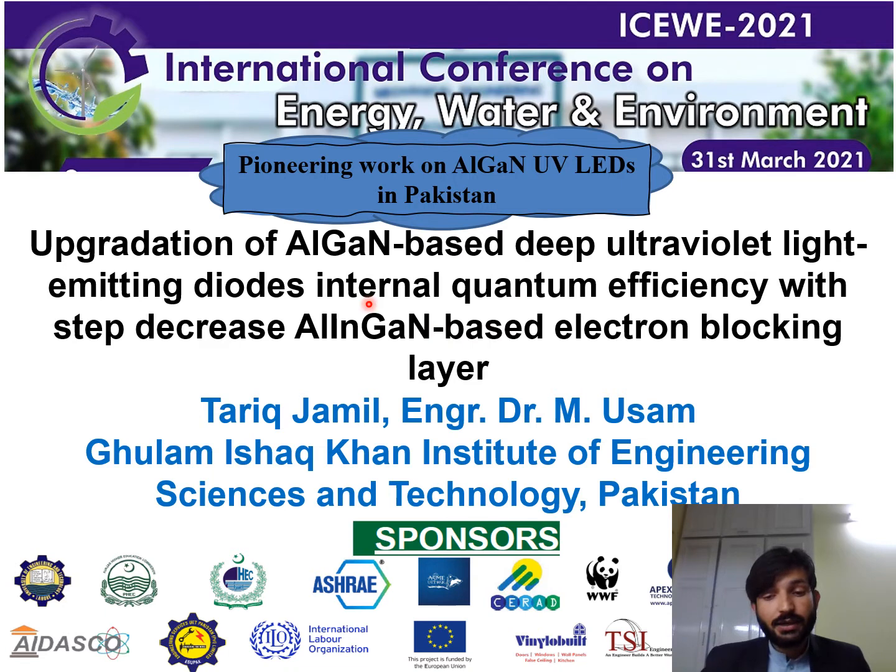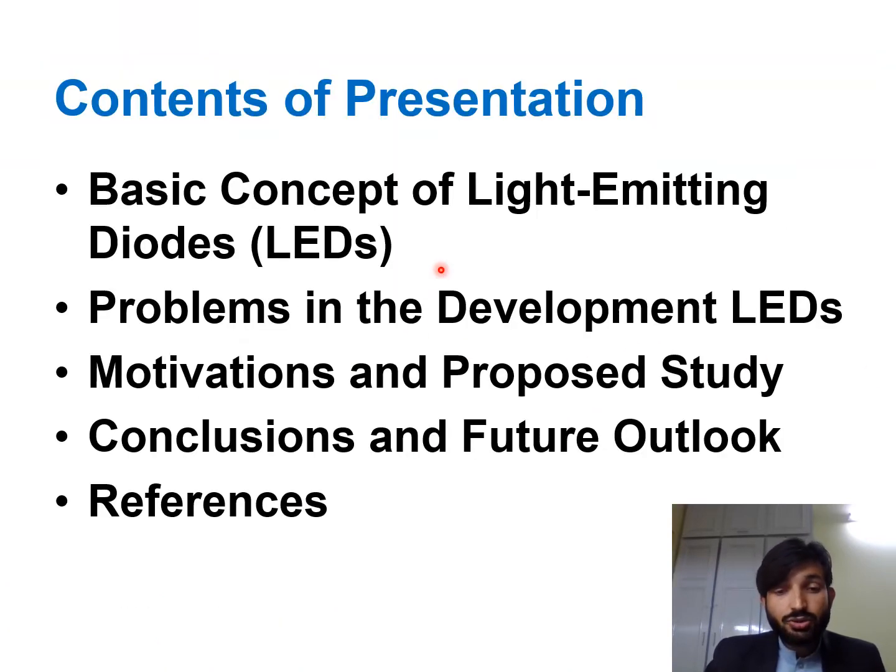So we actually enhance the optoelectronic performance of deep ultraviolet light emitting diodes just by introducing a step decrease quaternary electron blocking layer. With step decrease, I mean that we decrease the aluminum concentration in each layer in the quaternary electron blocking layer. In today's presentation, I will explain the basic concept of light emitting diodes, the basic problem in the development of light emitting diodes, and the motivation of the proposed study.